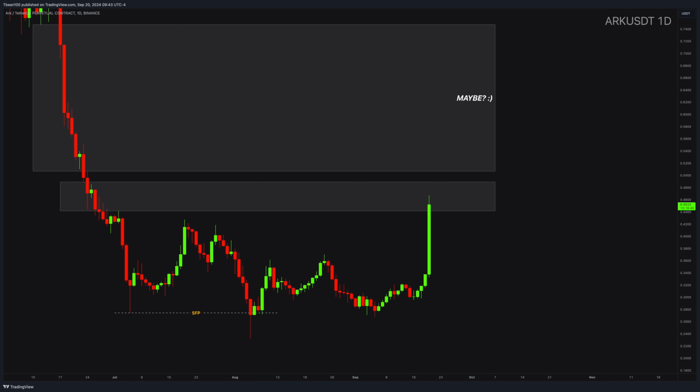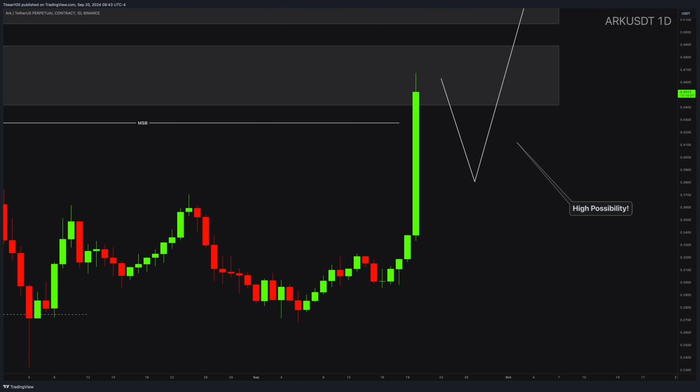Daily chart also has nice indications for us. First of all, we have a brand new daily market structure break. There's a high possibility of a pullback and another rally in the upcoming weeks. Please watch this coin carefully. But we are interested in today, of course, daily scalps and day trading. With the full momentum here, this coin gained the top gainer status today.